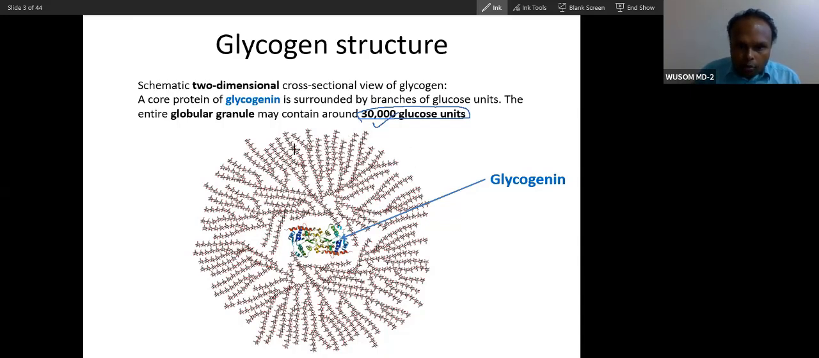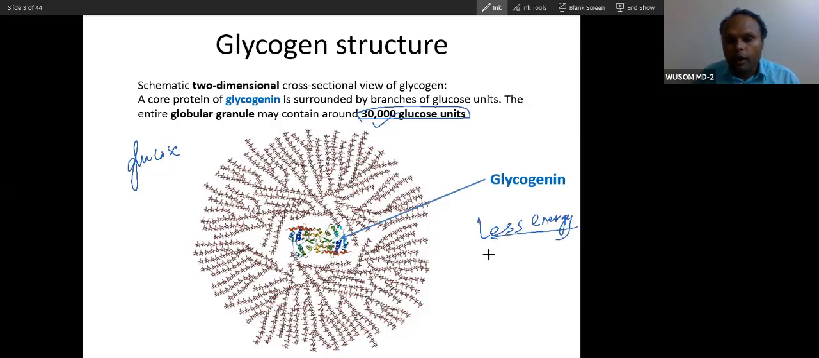When glucose polymerizes, it requires less water to be stored in our cells, the hepatocytes and myocytes. That is why polymerization is a very important form of storage. Second, whenever we require glucose, it will be rapidly degraded. So rapid degradation and less water requirement.